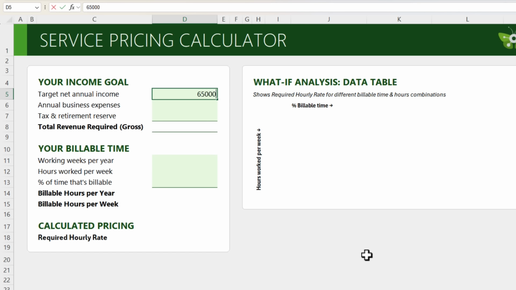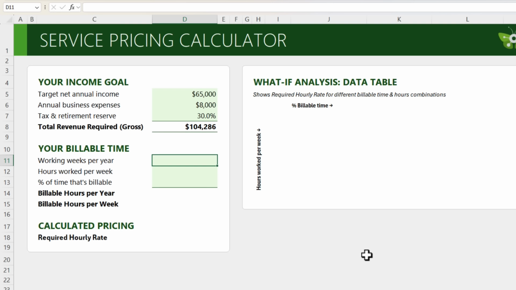This is the money you have left after paying tax, business expenses, and putting some away for retirement. Then we have annual business expenses. This is software, professional fees, insurance, the usual. And then we're going to allow 30% for the tax and retirement reserve. To calculate the total revenue required, I'm going to take the net annual income plus the business expenses divided by 1 minus the tax and retirement reserve. This is going to gross up the revenue I need to bring in, which equates to just over $104,000.